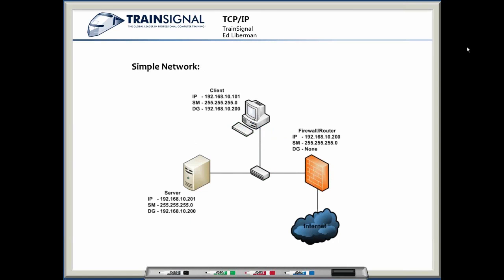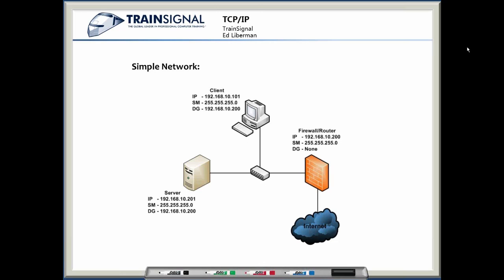So here I have a diagram of just a real simple network. The idea is we have the internet, and we have our firewall router, and then we've got a server and a client, right? Just kind of represents everything.